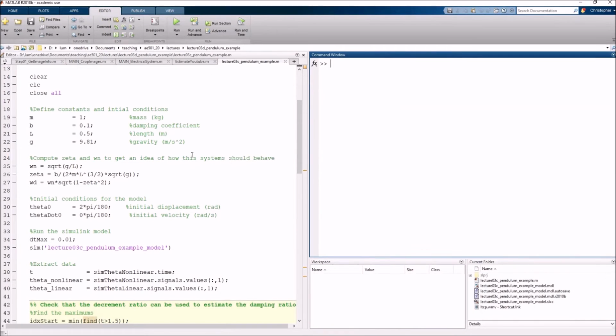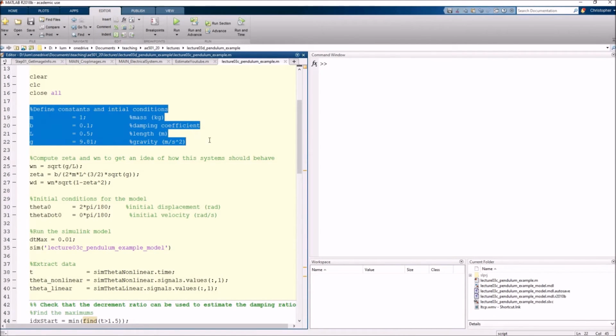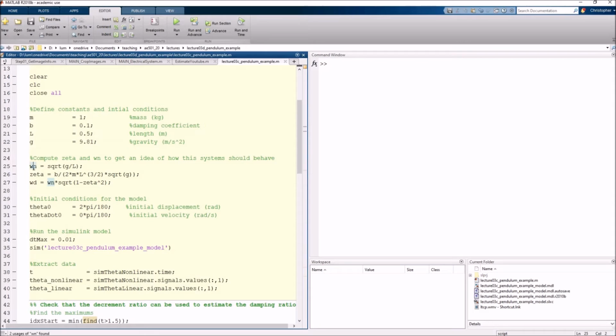So that's exactly what I've done right over here. Here's my MATLAB script. Here are the constants we talked about. And as we said, now that we have these constants, we can go ahead and compute what the natural frequency and the damping ratio of this system should be. And for giggles, I also compute the damped natural frequency just to see what frequency it should oscillate at.